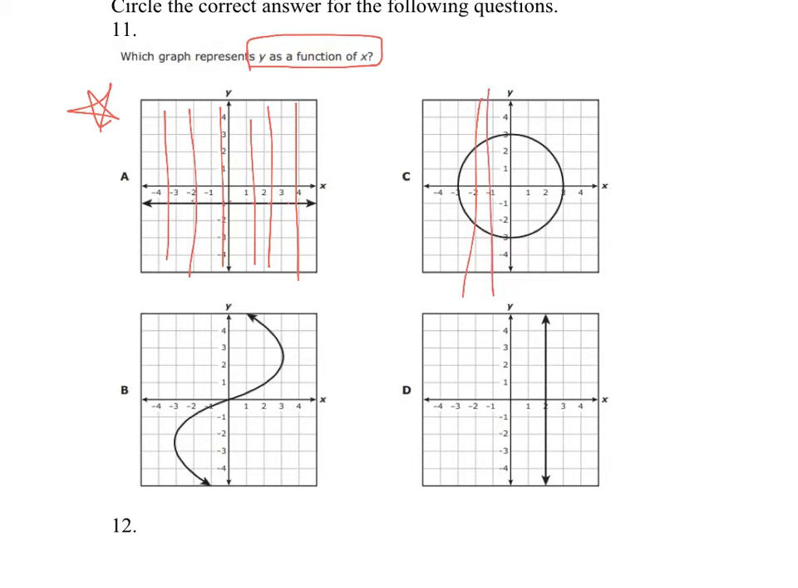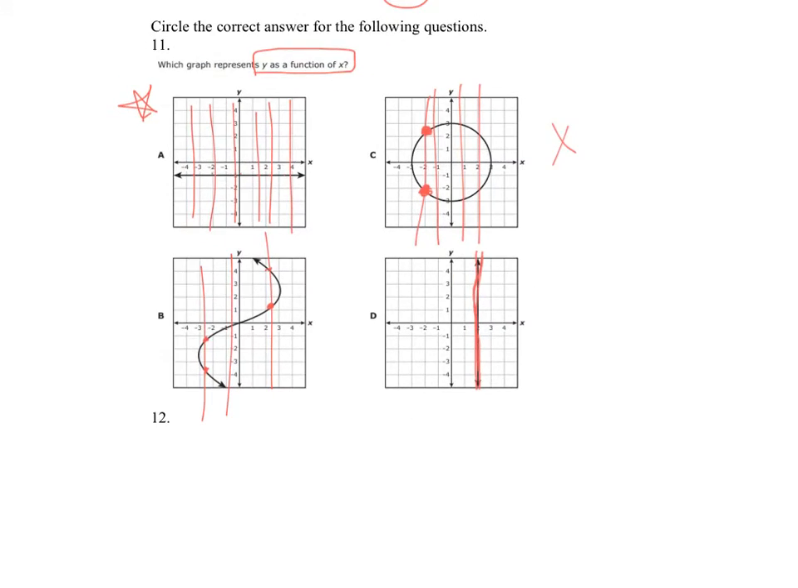If I do this, see how it crosses here and here? It crosses that shape more than once, so that one couldn't work. Okay, same thing on this one. And then this one, it would all be the same x value, so that one wouldn't work either.